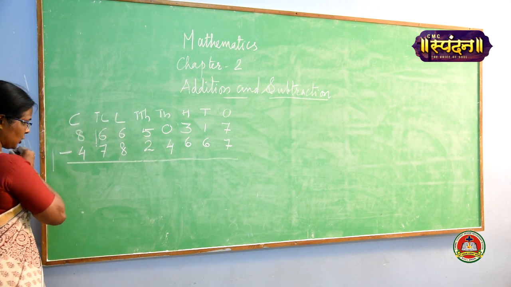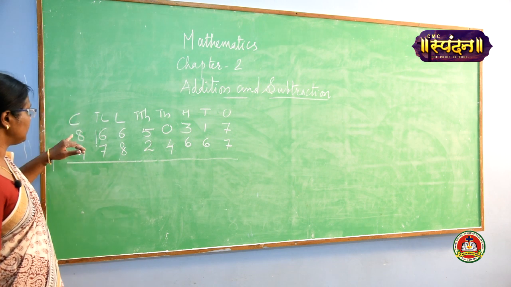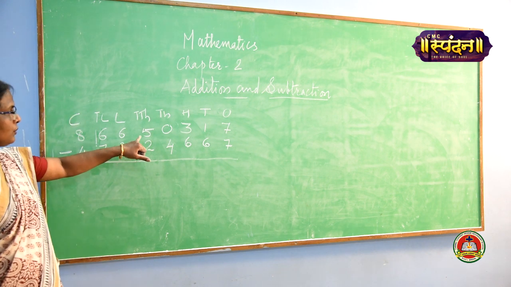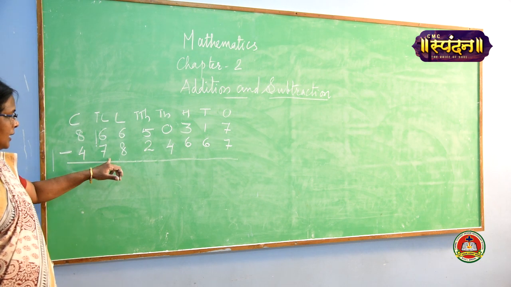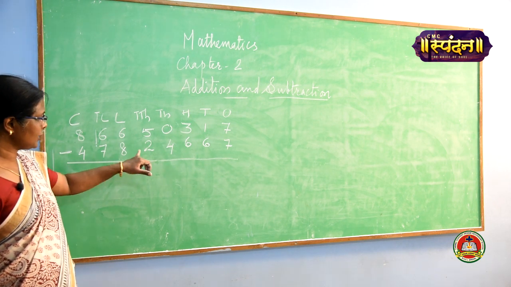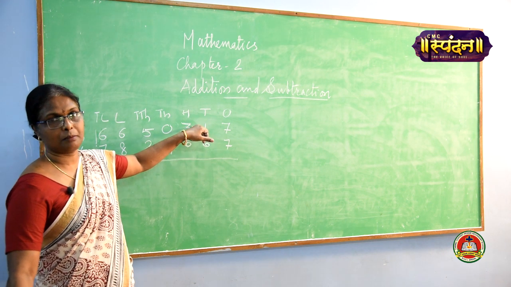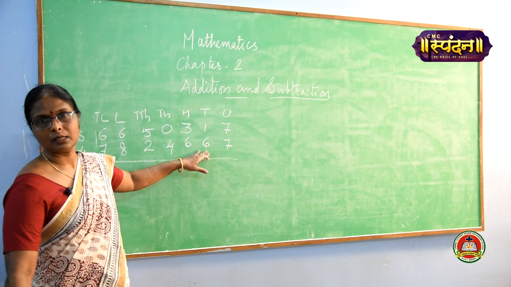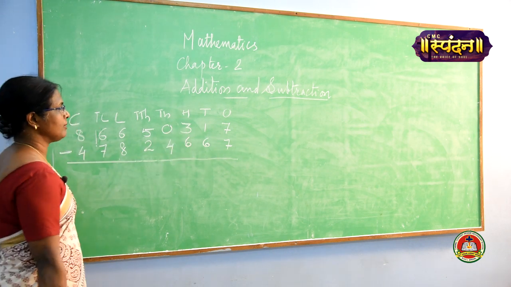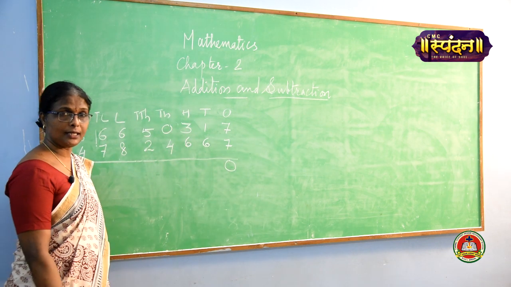This is the subtraction sign. When you subtract, we have seen this is the bigger number, that is 8 crores 66 lakhs 50,317 minus 4 crores 78 lakhs 24,667. This has to be subtracted from this number. This number is called the minuend and this number is called the subtrahend. Now let us subtract. 7 minus 7, 0. A number subtracted from itself, the result is 0.